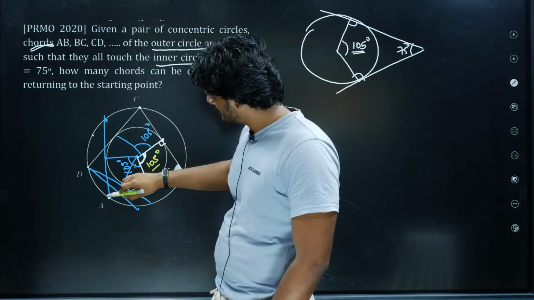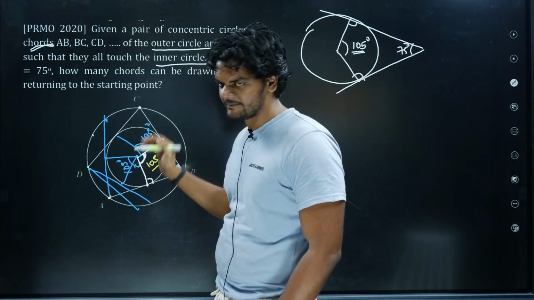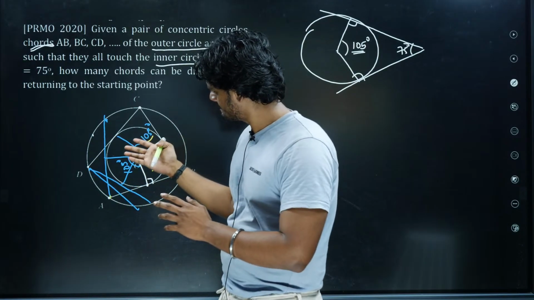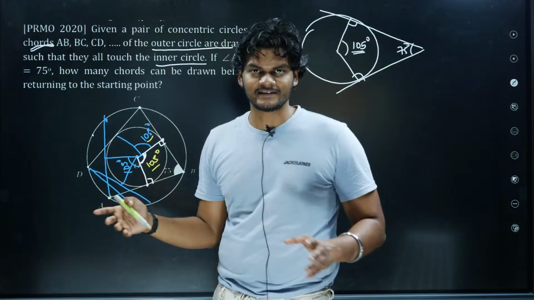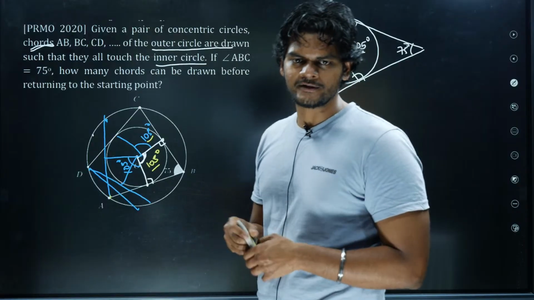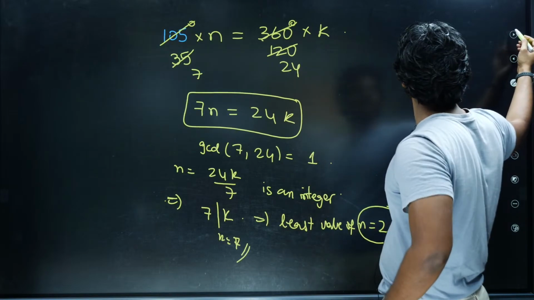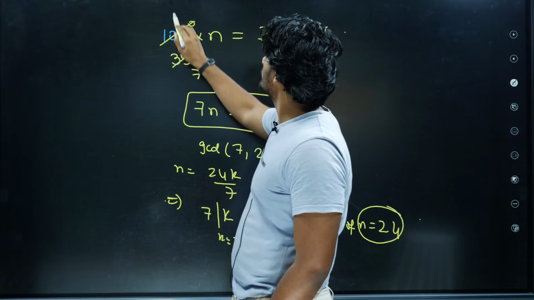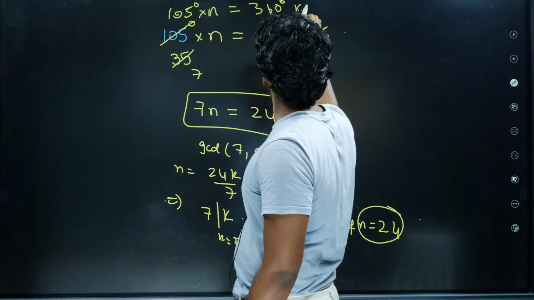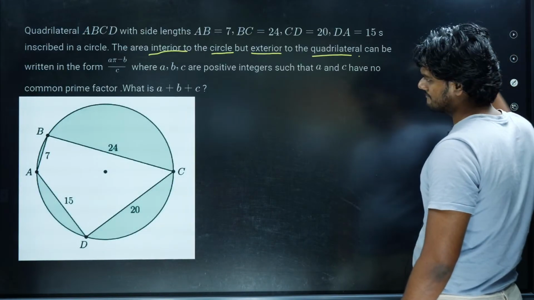So as we draw the chords, we want it to end back to A. That means all these 105, 105, 105 must add up to be a multiple of 360, so that it completes the circle after multiple chords have been drawn, right? So that's the idea. That's what we did here. So 105 times n should be equal to a multiple of 360 degrees. So that's the idea.